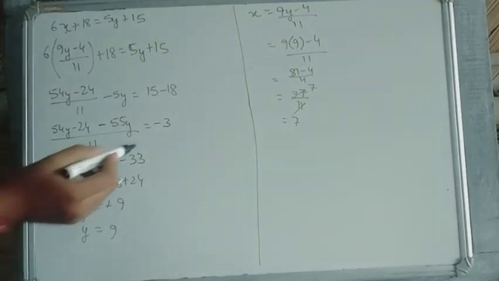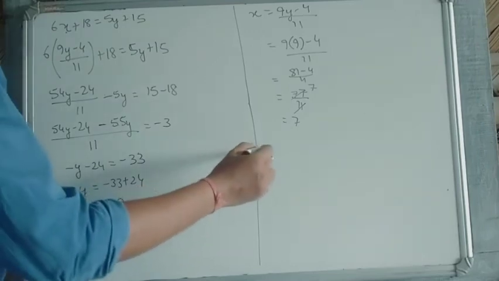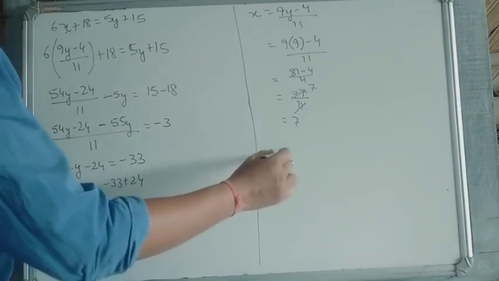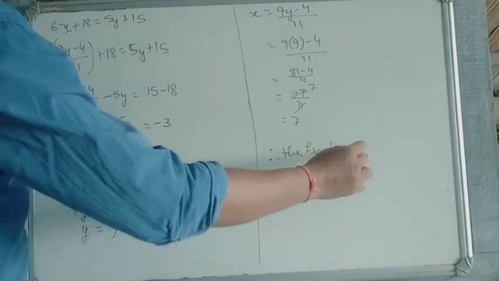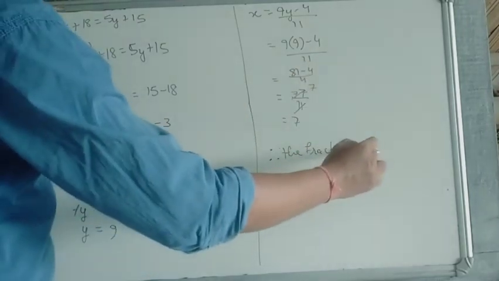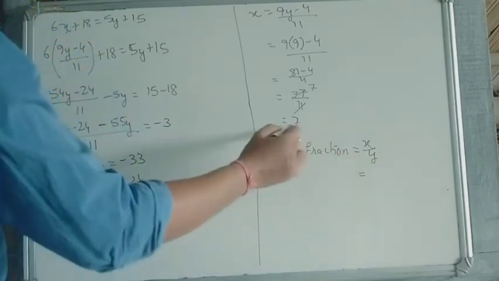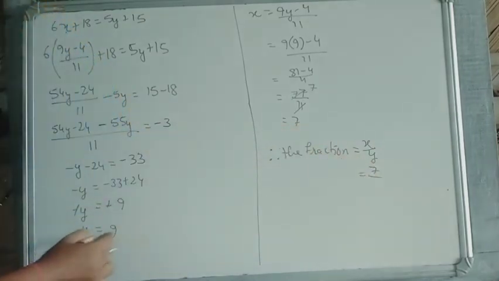Now in the question, if you see, it is asking for the fraction. So therefore the fraction is equal to, what was the fraction I took? x by y. That means what is your x? 7. y is your 9. So 7 by 9 is your answer.